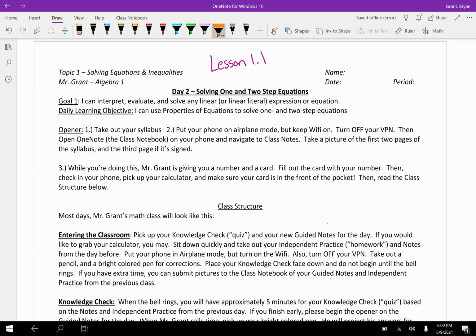Today we are going to refresh your memory on how to solve one- and two-step equations. You actually learned how to solve one-step equations in 6th grade, two-step equations in 7th grade. However, it's been a weird couple years with COVID. You may have forgotten, you may have not gotten it the first time, so we're going to go back through this.